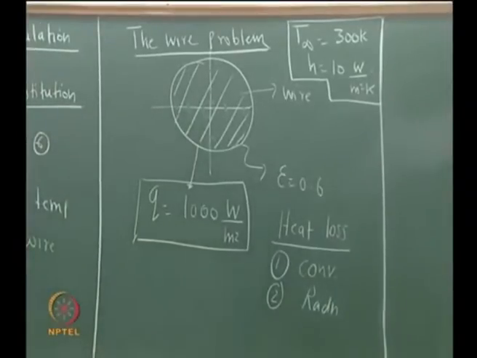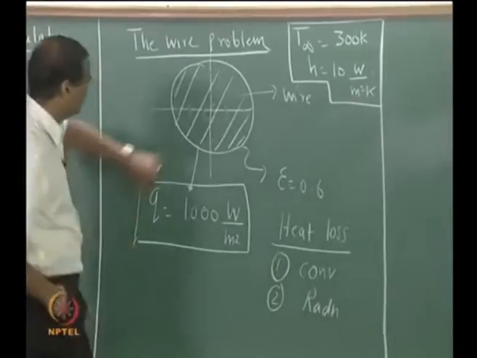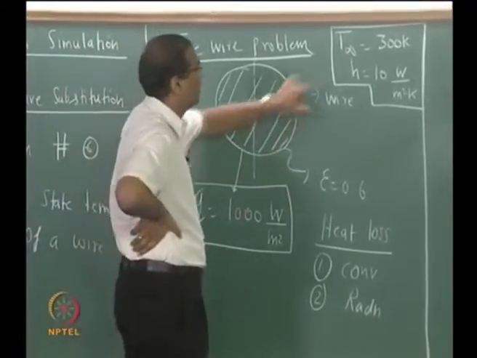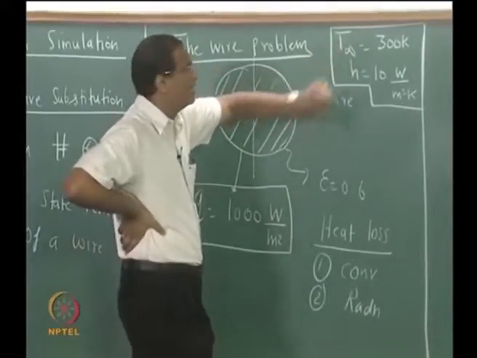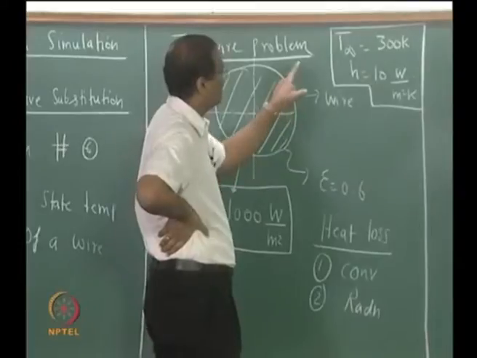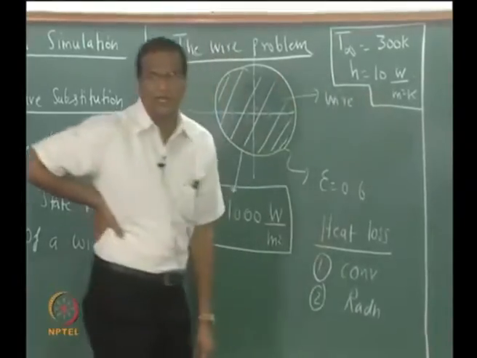Okay, I identified the two physical processes, heat transfer by convection, radiation. The data is given, the heat flux is 1000 watts per meter square, emissivity is 0.6, this is the wire, and the ambient data, T infinity is 300 Kelvin, heat transfer coefficient between the wire and the ambient is 10 watts per meter square per Kelvin.